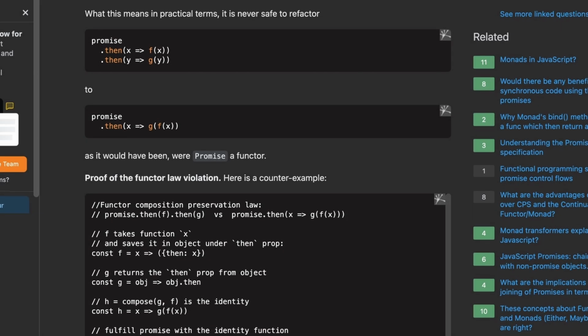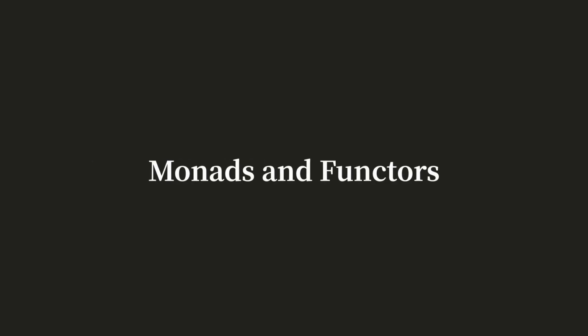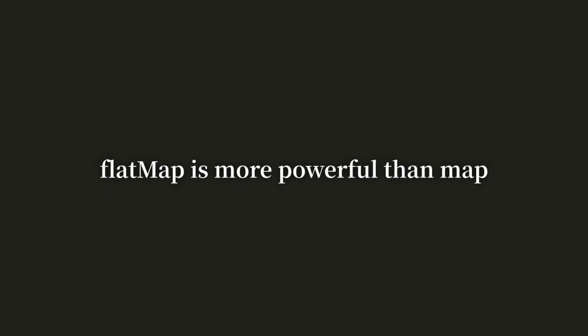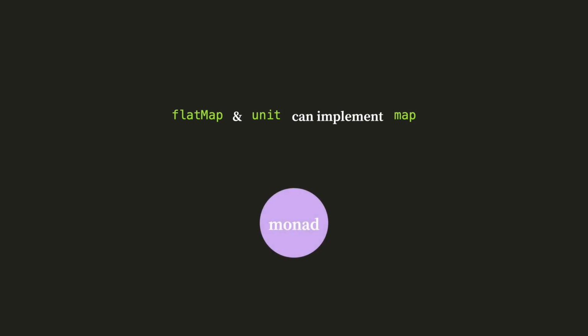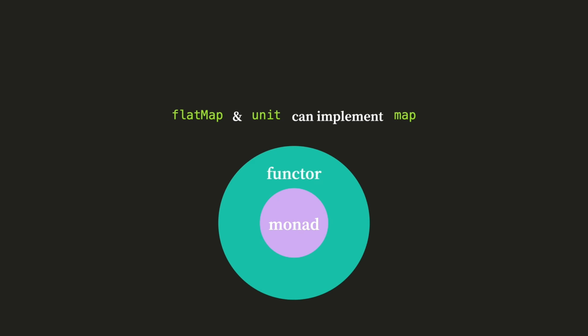Let's try to answer another interesting question. What is the relation between monads and functors? Previously, we learned that flatMap is a more powerful operation than map in that we can do everything map can do with flatMap. So basically, every monad is also a functor because it supports a map operation. But not every functor is a monad.